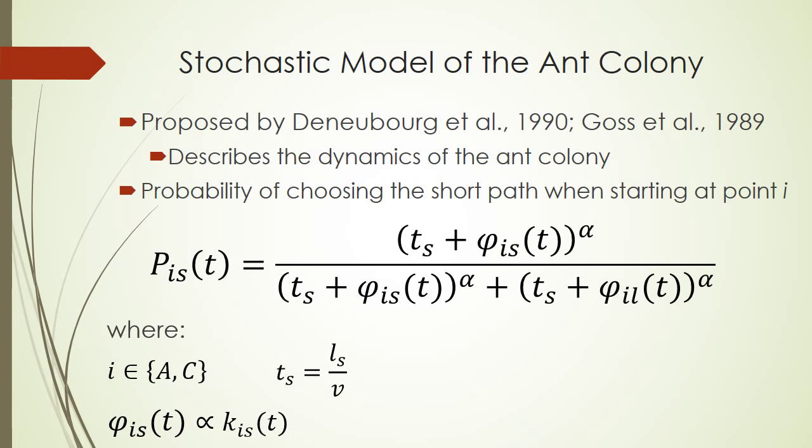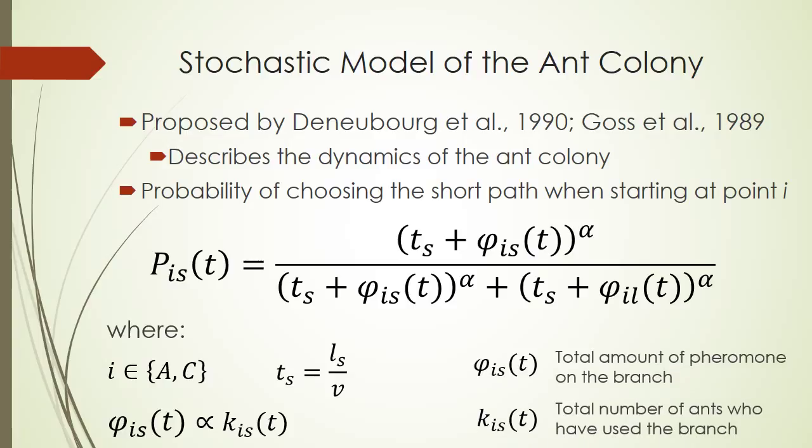And just some nomenclature for the above equation. The point i is an element of either A or C, so that's the point at the beginning or the end of the double bridge, the point near the nest or the point near the food. Ts is simply the time it takes to traverse the shortest path. So that's the length of the path divided by the speed of the ants. And then phi of t is the total amount of pheromone on the branch. And we're going to consider that to be just proportional to the number of ants that have passed over that branch.